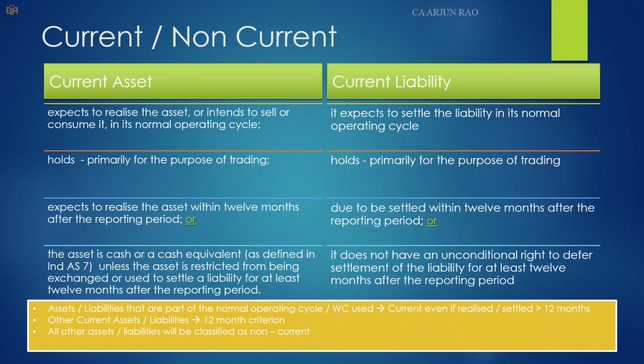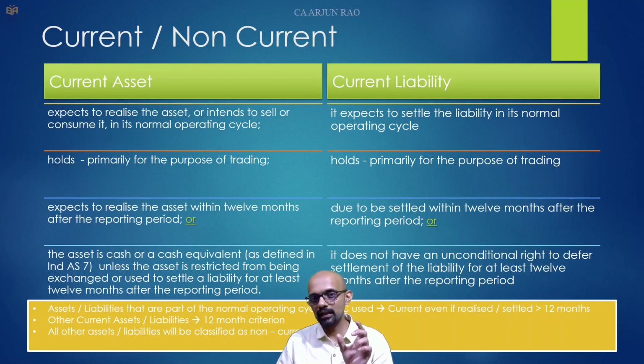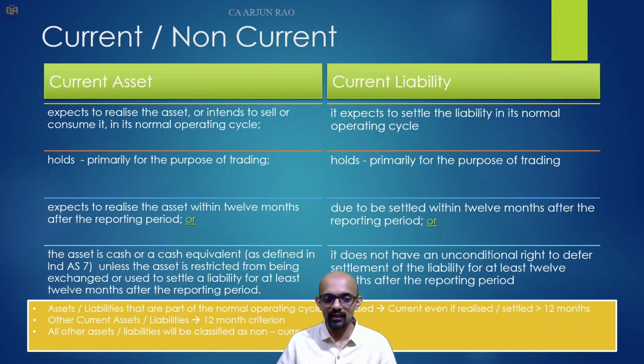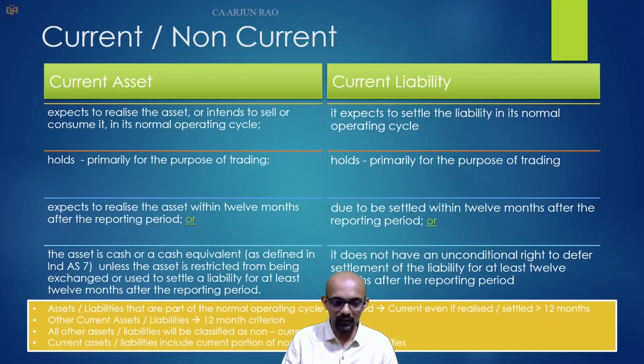So all other assets and liabilities will be classified as non-current, and non-current assets or liabilities may have a current portion. For example, in the case of term loans, the installment and the interest portion of, say, a 5-year term loan which is due in the next year will have to be classified as current. So current assets and liabilities include the current portion of non-current assets and liabilities.